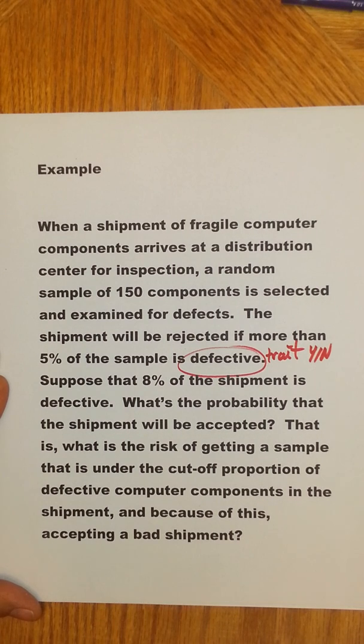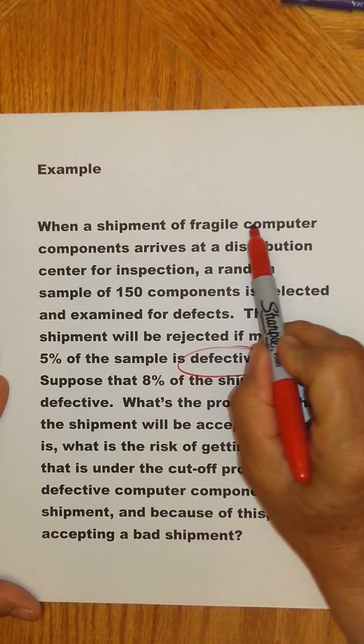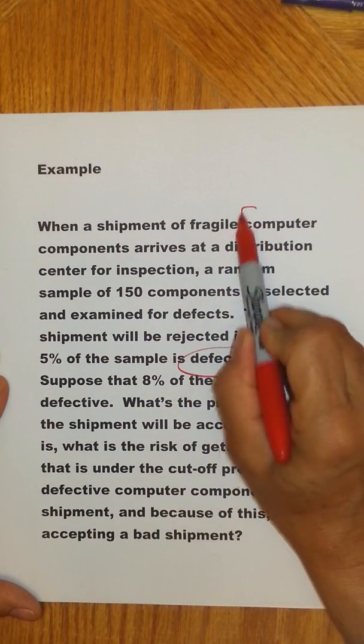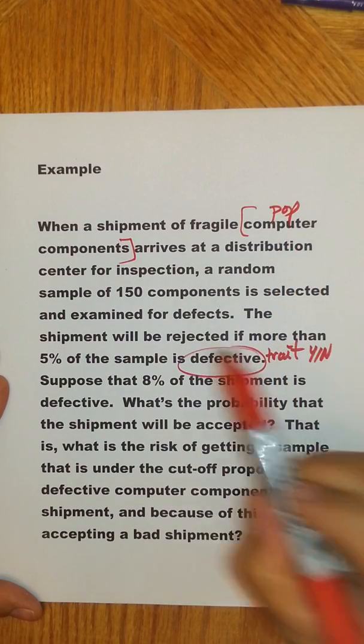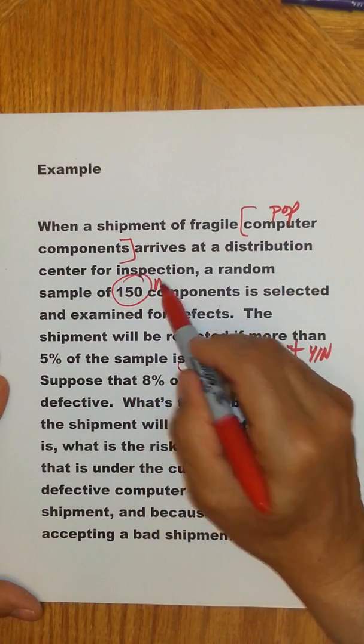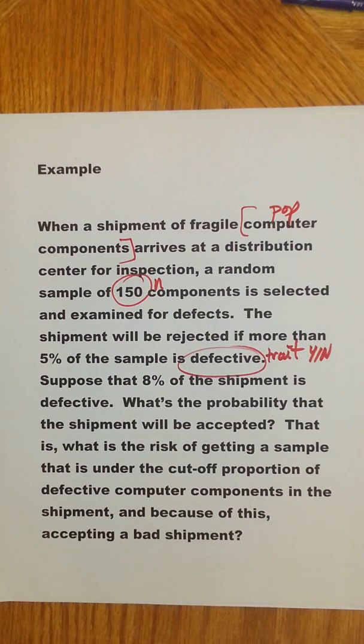Now, the population is all the computer components, right? Fragile computer components. That's your population that you're testing. And then here, 150 is your sample size. It's how many are tested and seen, do they have the trait or not. Now, between the 5 and 8%, which do you think is P and which do you think is P hat? Go ahead and pause the video.